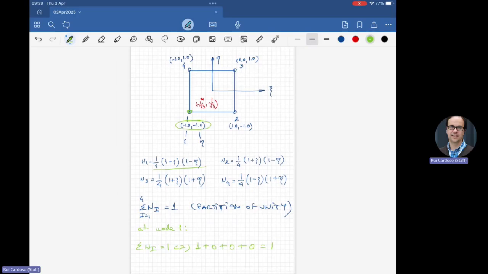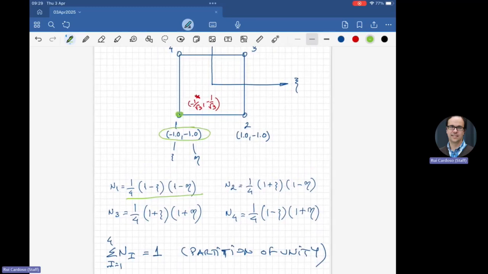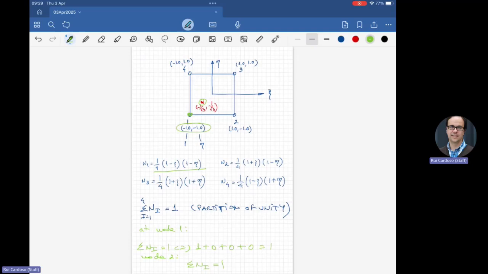If I do the same for node 2, I also get 1. You can try to do it yourself. And so on, node 3, node 4. If I replace c and eta by the coordinates of this point, -1 over square root of 3, -1 over square root of 3, you will conclude the same thing: the summation of all the shape functions is equal to 1. Okay?